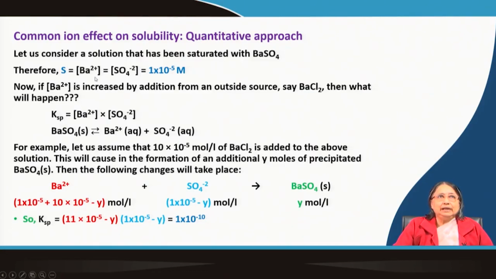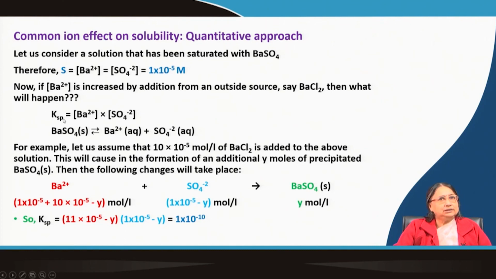Say for example, I have already explained that barium sulphate solubility is 1 into 10⁻⁵ molar. Now, barium 2 plus is increased by addition from an outside source, say for example, barium chloride. Some concentration was already there, now we are adding some extra barium ion concentration through barium chloride. Barium chloride is a strong electrolyte, so it will dissociate completely. Then what will happen to the barium sulphate? That is shown here.